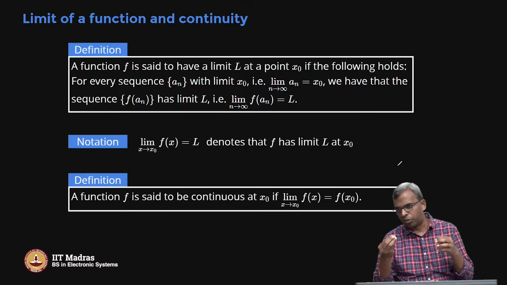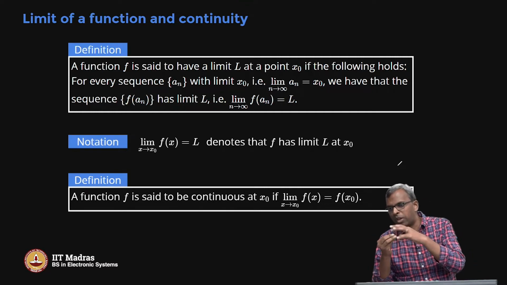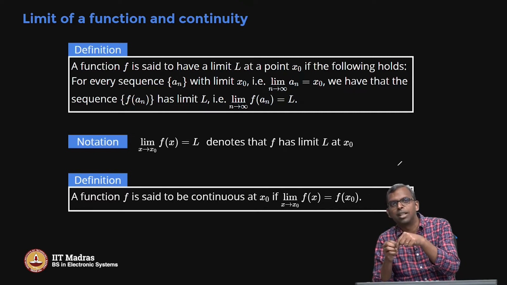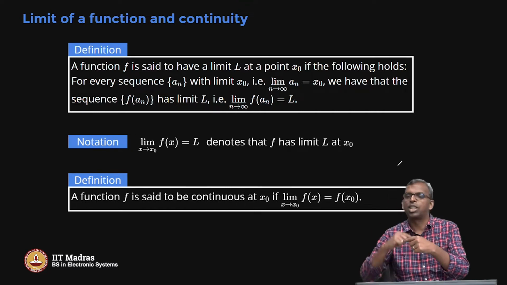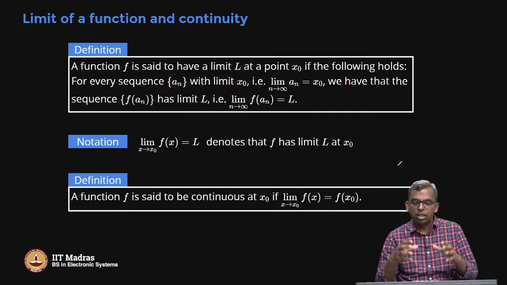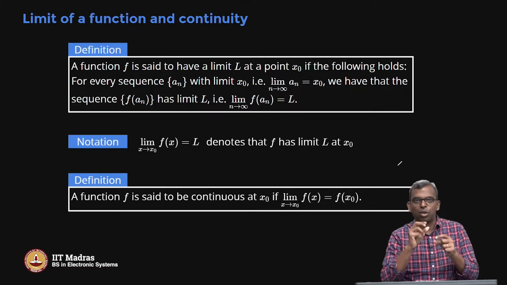You have a function f of x. It is tending to some value, some limit L around x naught. And if you define f of x naught also to be that value, if it ends up being that value, then the function is actually continuous. So this captures the notion of continuity, captures the smoothness of the function, the fact that it doesn't have any jumps or anything like that.